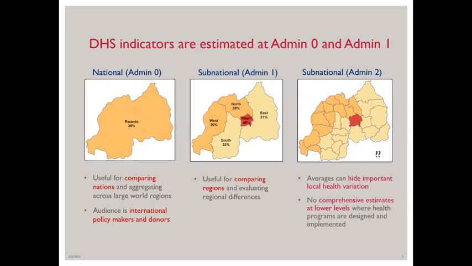This can be seen on a larger scale when comparing the Admin 0 and Admin 1 maps. You can see that variation exists within countries, such as the higher prevalence here in Kigali, and that isn't apparent when reviewing the national estimate alone. So given that health programs are often designed and implemented at the Admin 2 level, we've identified the lack of comprehensive Admin 2 estimates as a gap we would like to address.